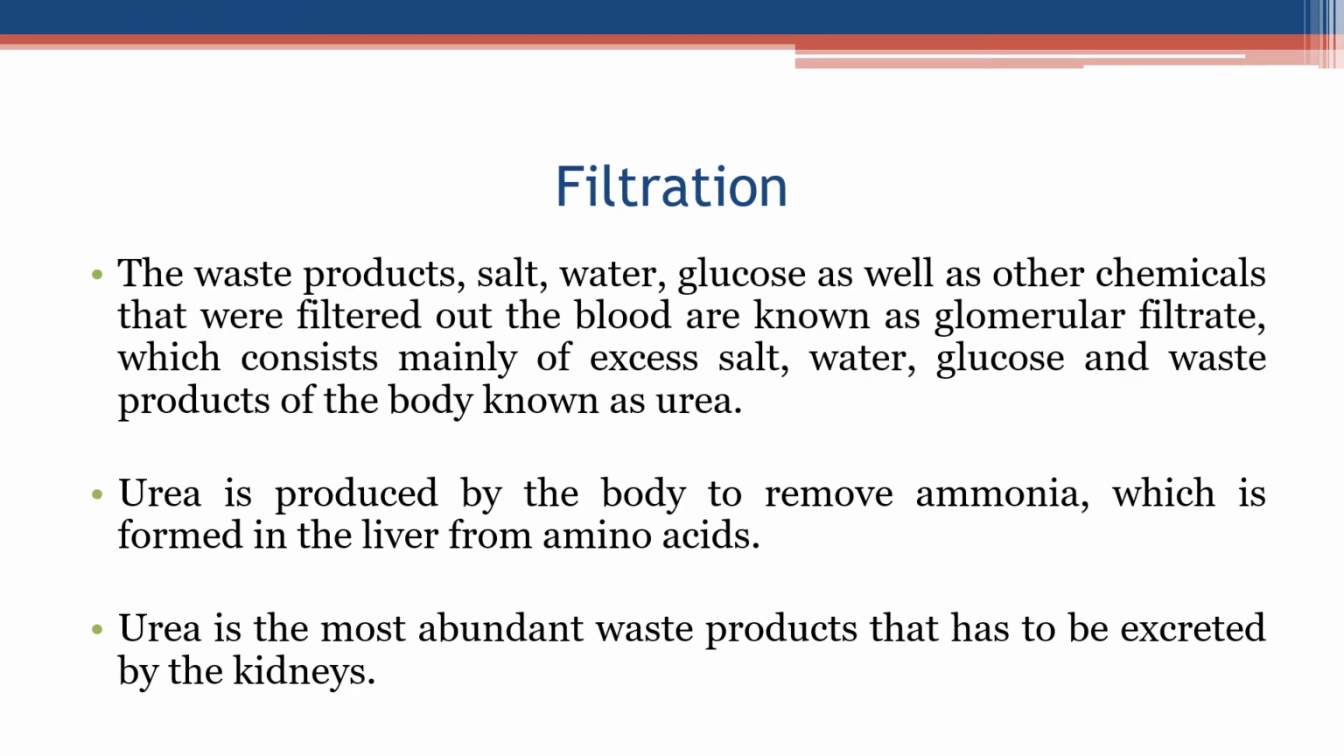The waste products, salt, water, glucose, as well as other chemicals that were filtered out of the blood are known as glomerular filtrate, which consists mainly of excess salt, water, glucose, and waste products of the body known as urea. Urea is produced by the body to remove ammonia, which is formed in the liver from amino acids. Urea is the most abundant waste product that has to be excreted by the kidneys.